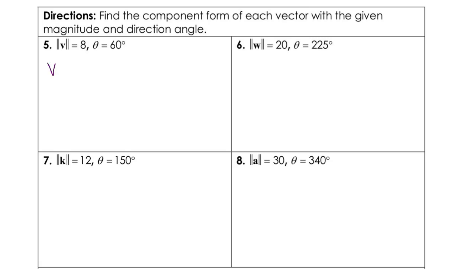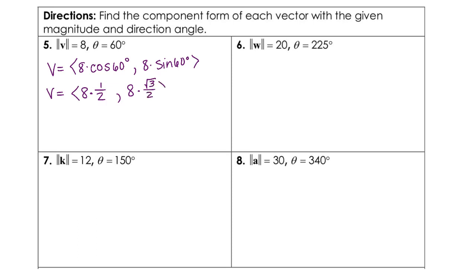So that means that for vector v, that component form, we're going to have 8 times cosine of 60, and I'm just plugging into the formula we just made earlier, 8 times sine of 60. And so here vector v is going to be 8 times cosine of 60, which is 1/2, and 8 times sine of 60, which is root 3 over 2. And so here that component form for vector v is going to be 4 comma 4 root 3.